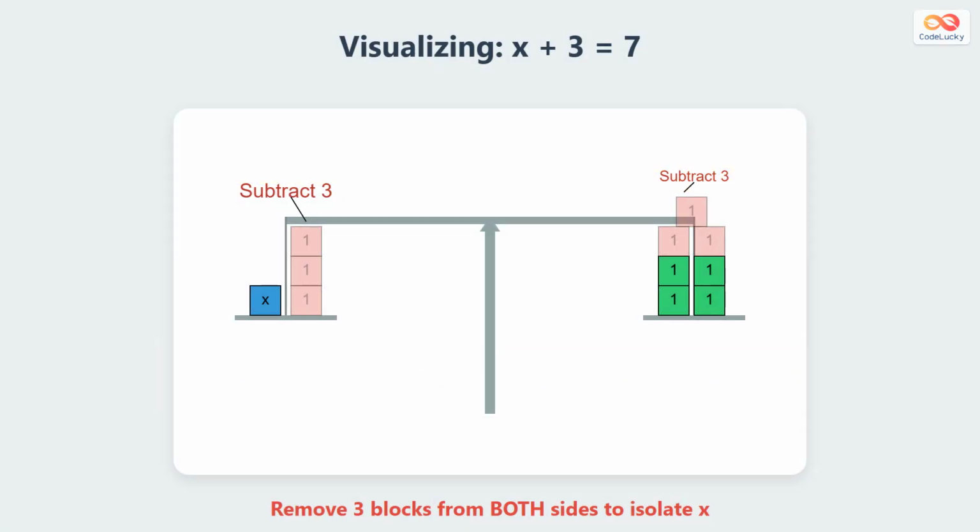Let's look at this visually. Here we have a scale representing x plus 3 equals 7. On the left, we have an unknown box x and 3 blocks. On the right, we have 7 blocks. To find out what x weighs, we need to remove the 3 blocks from the left. But to keep the scale balanced, we must also remove 3 blocks from the right.